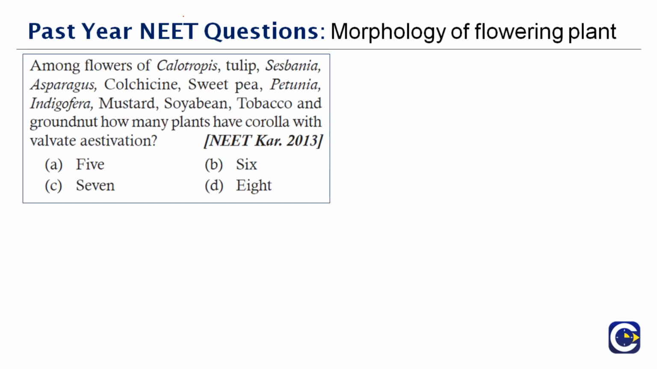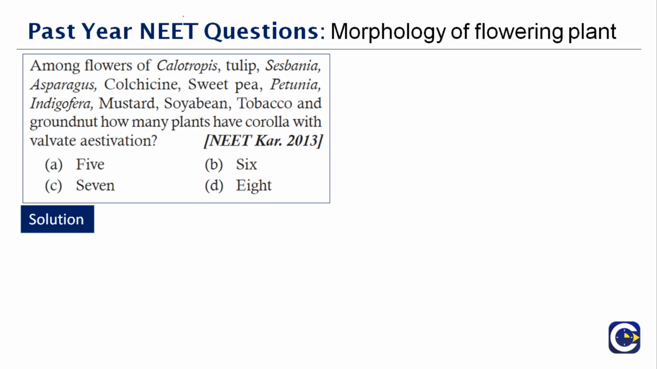Okay, next question here. We have a set of flowers now, and we need to identify how many plants have corolla with valvate aestivation. Again we have a set of flowers here: calotropis, tulip, sesbania, asparagus, colchicine, sweet pea, butea, indigofera, mustard, soya bean, tobacco, and groundnut. How many of the plants? So what do you mean by the term valvate aestivation? Maybe we need to talk about that.